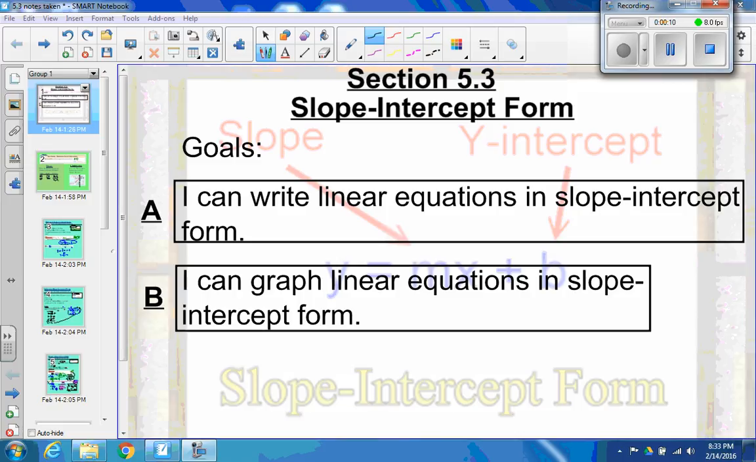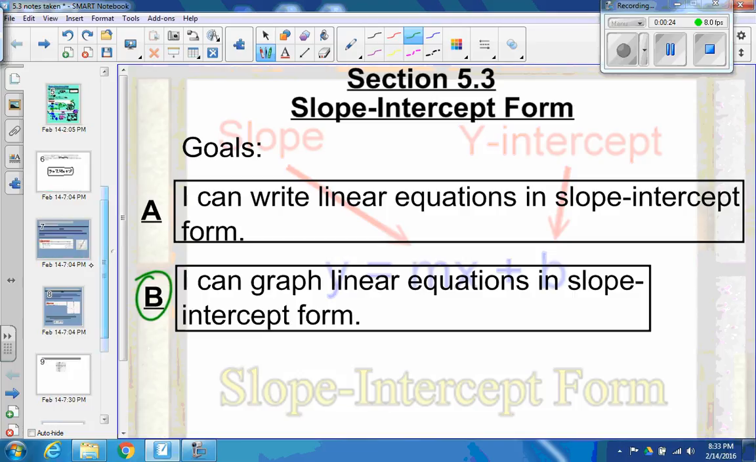So we're breaking this into two parts. Part B, we're going to deal with this second goal. I can graph linear equations in slope-intercept form. So we're going to be looking at writing the equations from a graph and graphing the equations in slope-intercept form. So let's get right into it then.